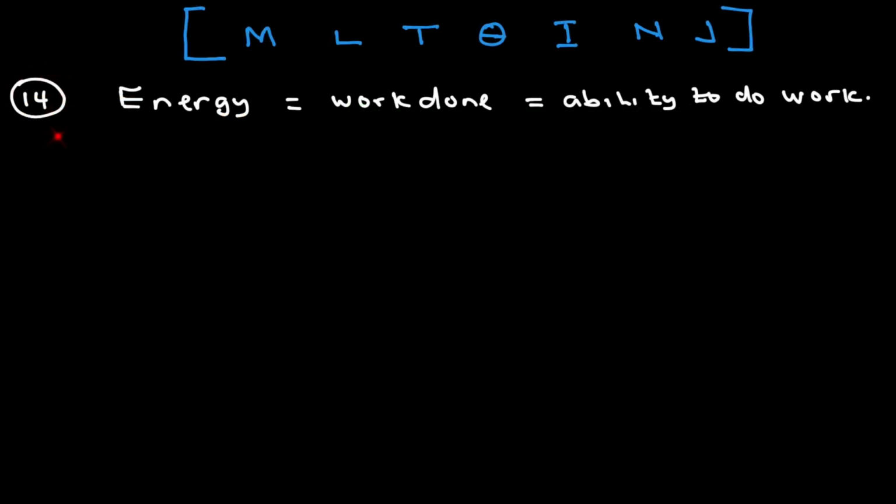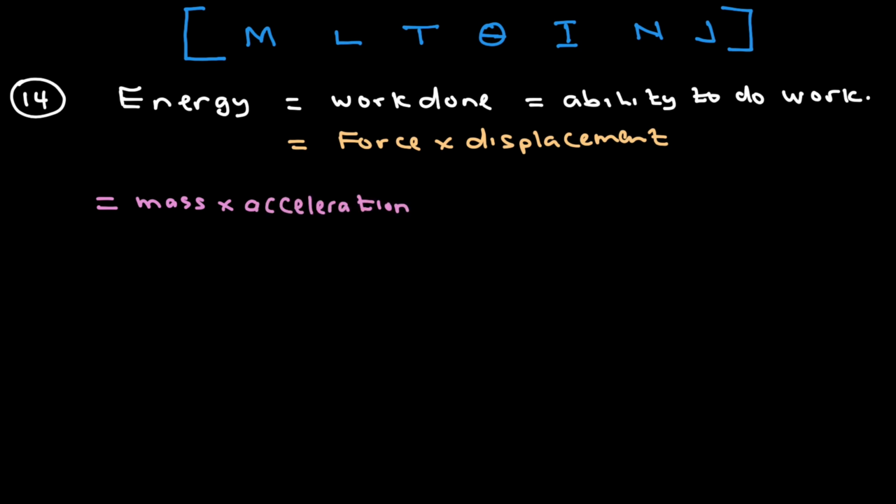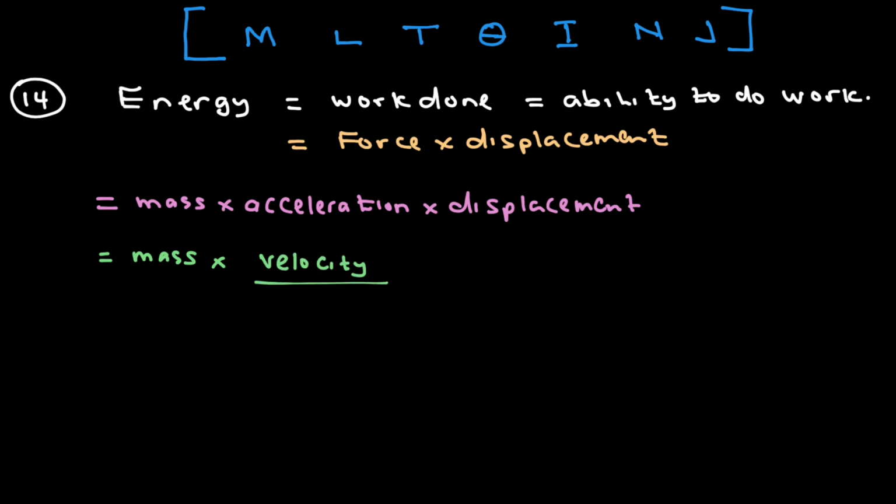Number 14, energy equals work done, which is equal to the ability to do work. We can define energy as force times distance or displacement. So therefore, energy is mass times acceleration times displacement. Mass times velocity over time, and then times displacement.